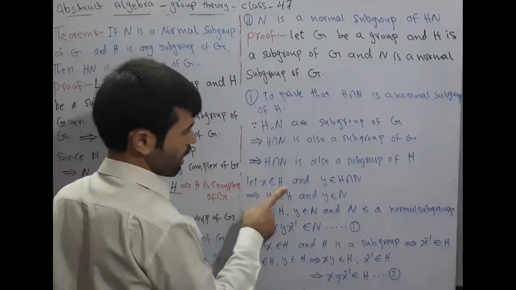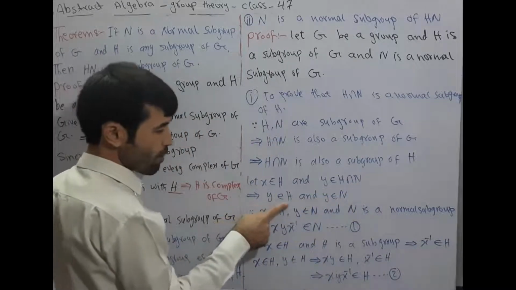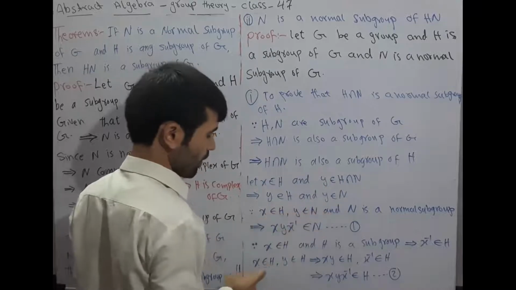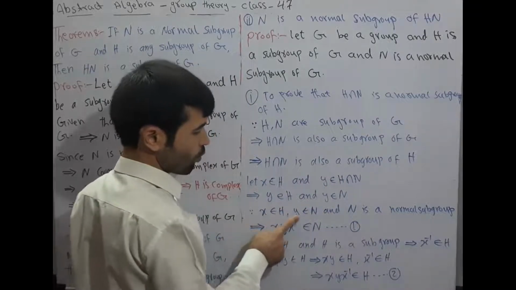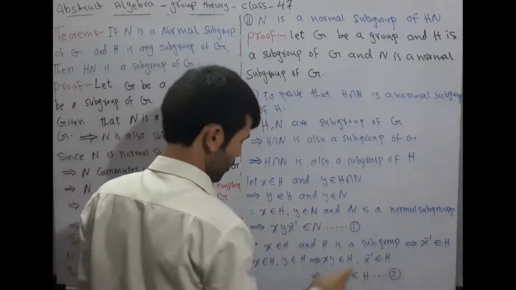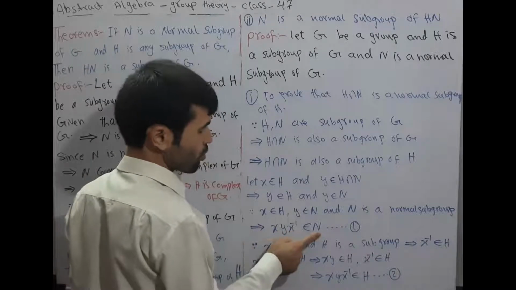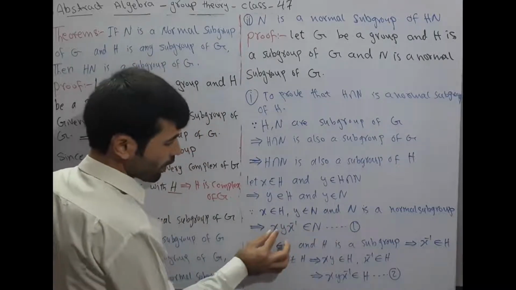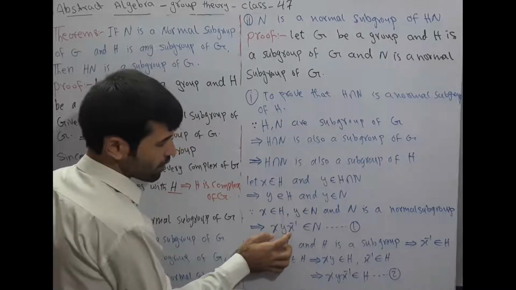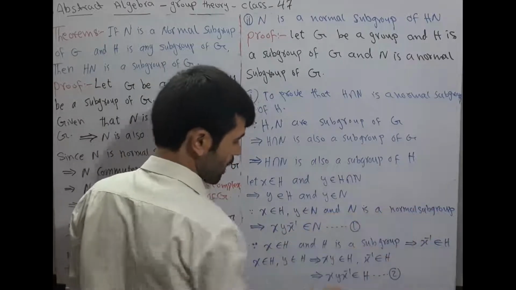Let x belong to H and y belong to the intersection of H and N. This implies y belongs to H and y belongs to N. Since x belongs to H, y belongs to N, and N is a normal subgroup, this implies x y x inverse belongs to N. It is relation 1: x belongs to H, y belongs to N, so x y x inverse also belongs to N, because N is a normal subgroup.